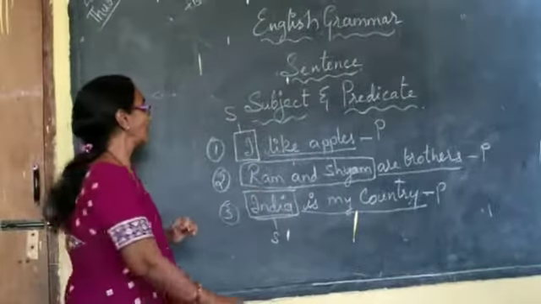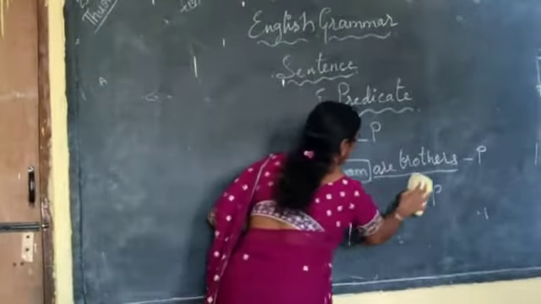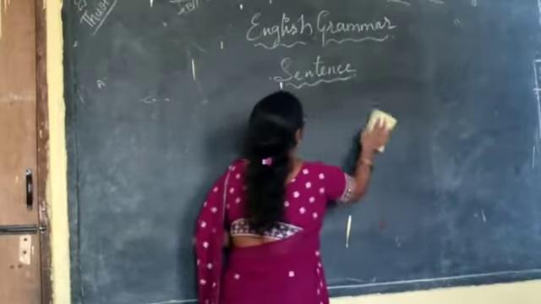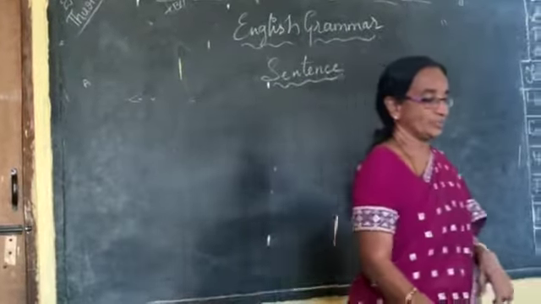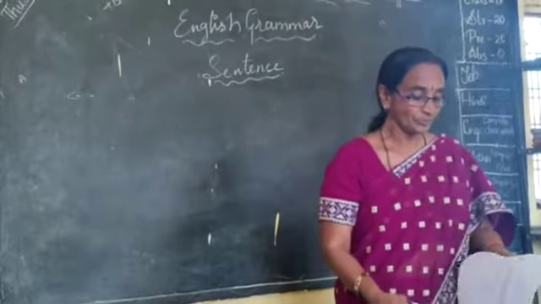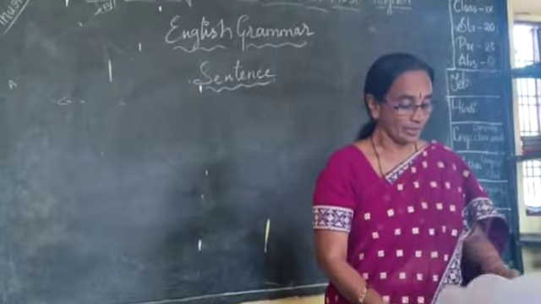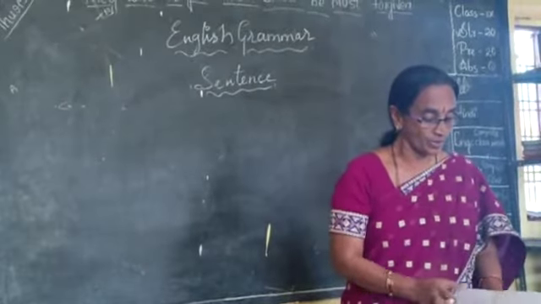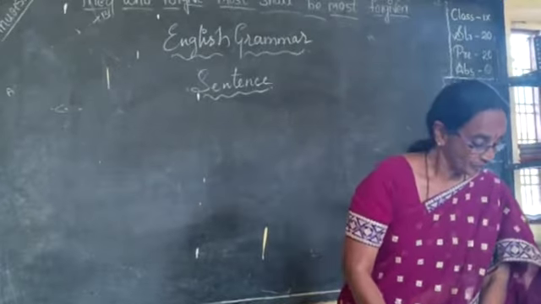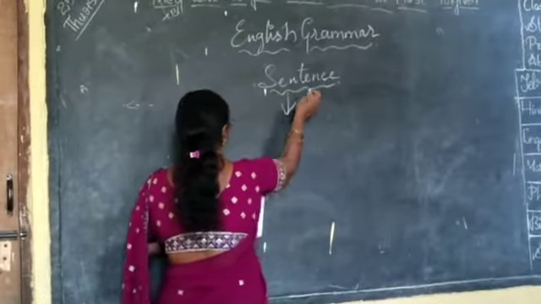Now coming to the next point, how many parts a sentence is divided into. A sentence is divided into 4 equal parts. Okay, let me explain to you. The first one.